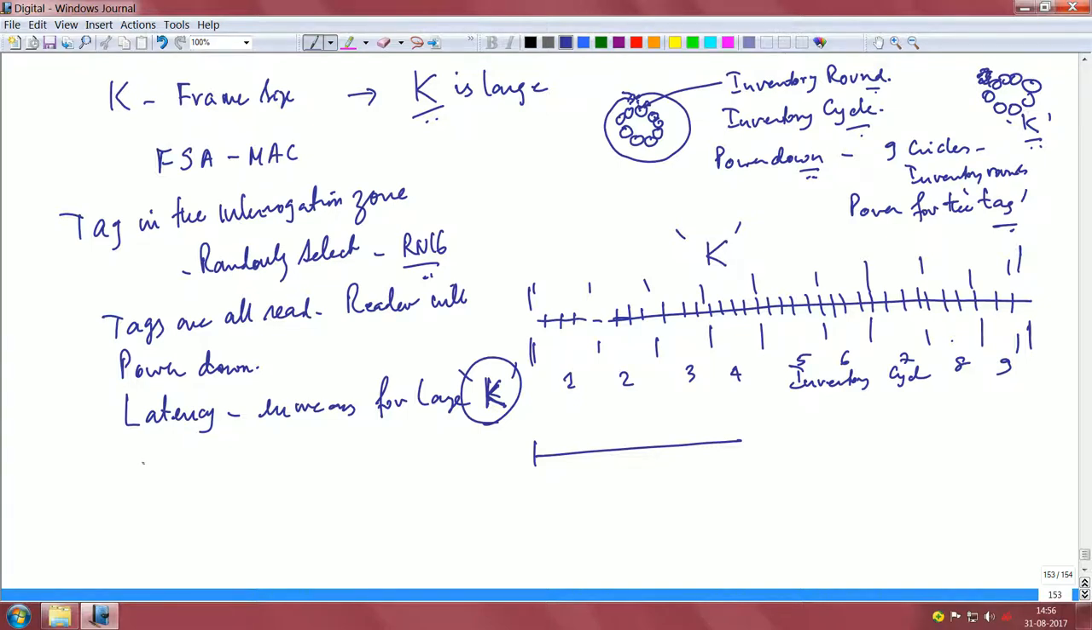But the real challenge in this area of RFID is recovery from collisions, on the RFID reader. And this essentially means that this is a challenge to improve the throughput.